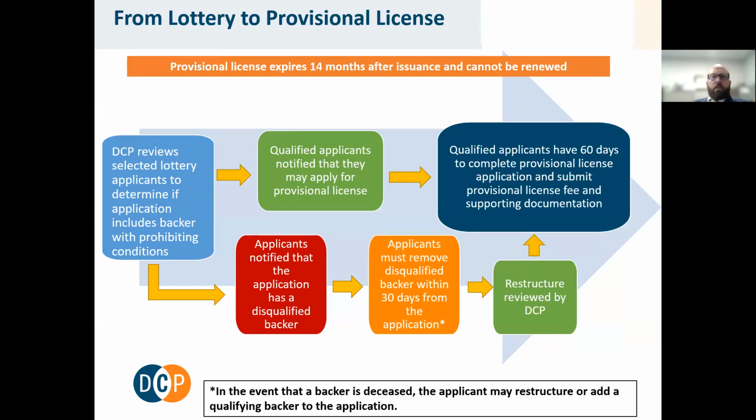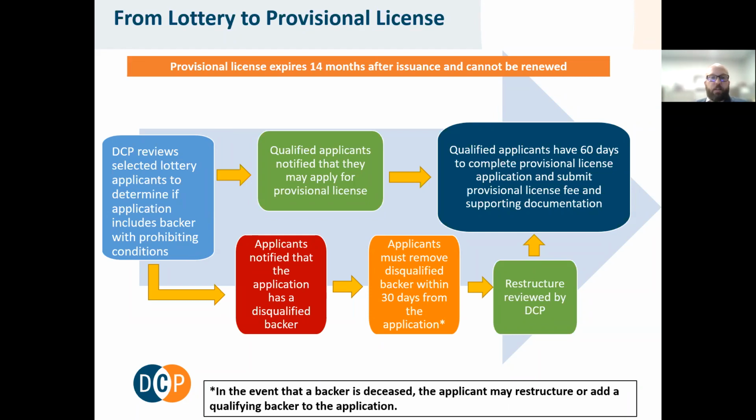The provisional license expires 14 months after the issuance and it cannot be renewed. So here's a general reference to the pathway of licensure. Once the lottery is run, the DCP will review the applications and move them forward.